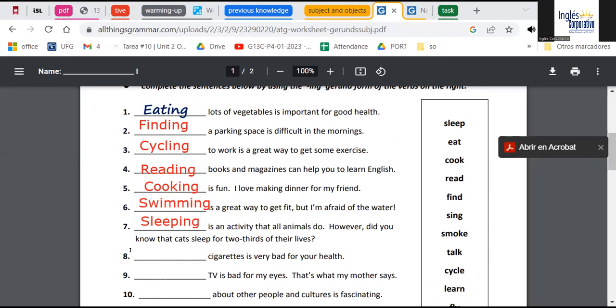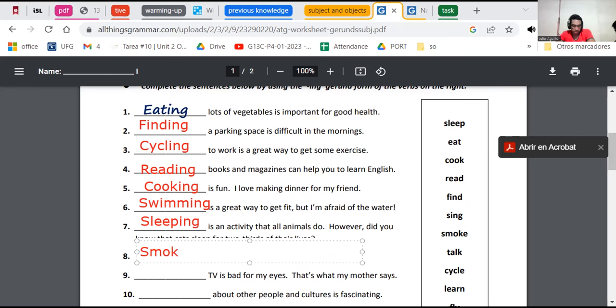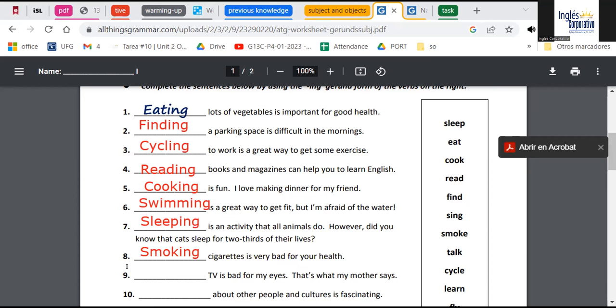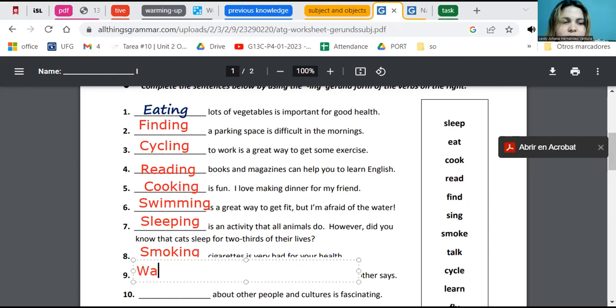Sleeping. Number eight. Cigarettes. Very bad. Smoking. Cigarettes is very bad for your health. Okay, how do you spell smoking? S-M-O-K-I-N-G. Very good. Smoking. Number nine. TV is bad for my eyes. That's what my mother says. Watching. Okay. Watching, just -ing.